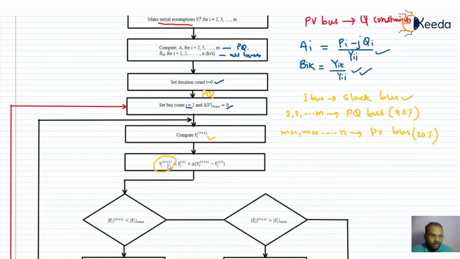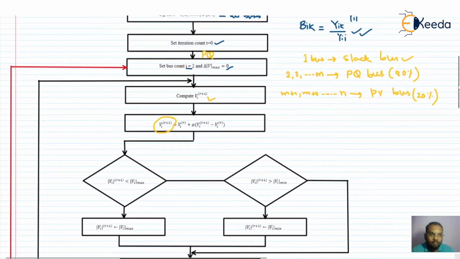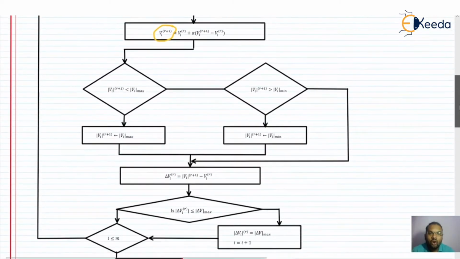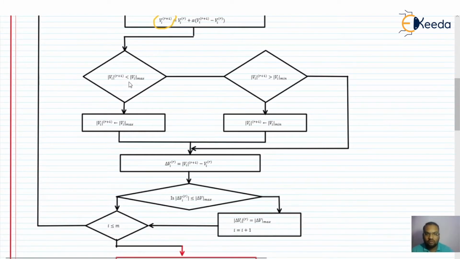as I just told you that for the PQ bus, constraints will be on the voltage. So as it is a PQ bus, check for the constraints of the calculated voltage. Whether this calculated voltage is smaller than the maximum value, and if it is yes, then you check whether it is greater than the minimum value. Again if it is yes, then you go here.